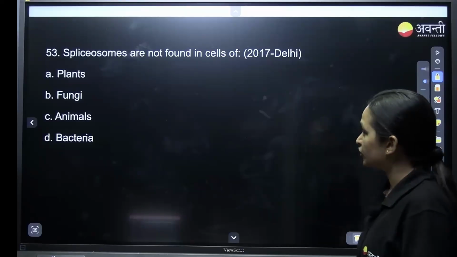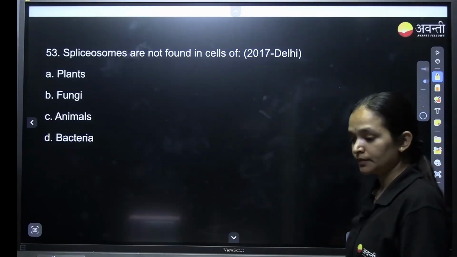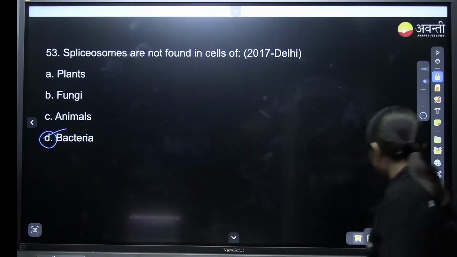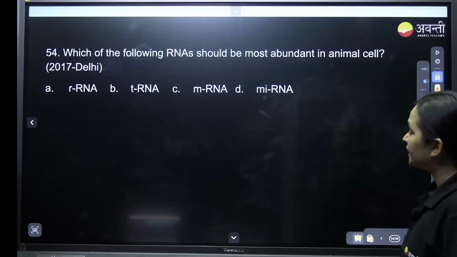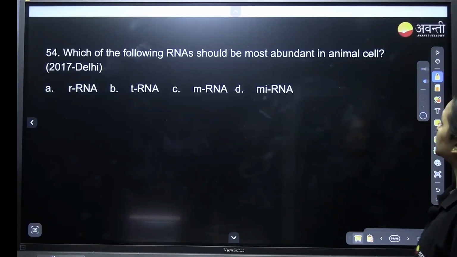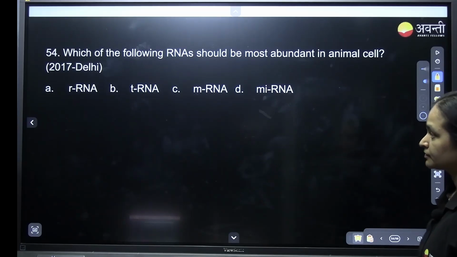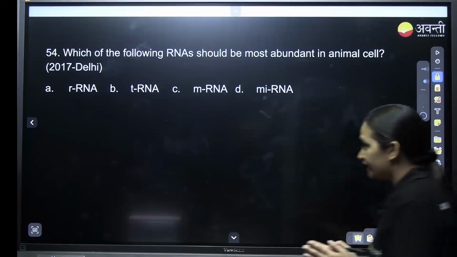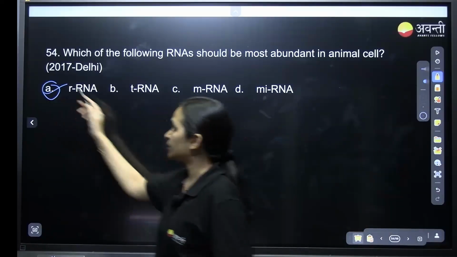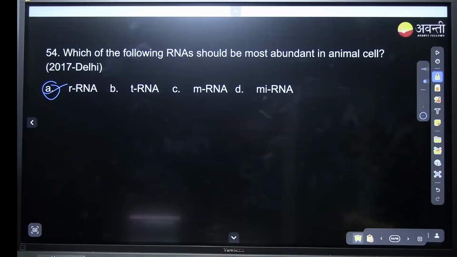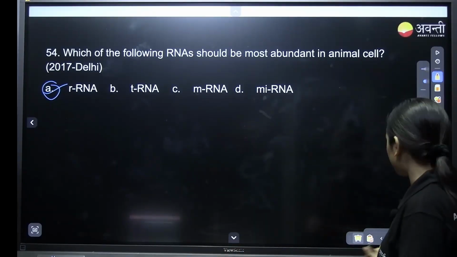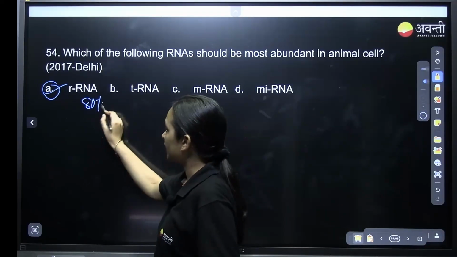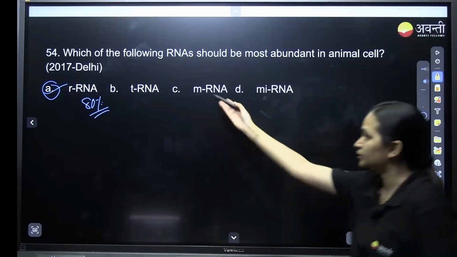Spliceosomes are not found in the cells of prokaryote. Bacteria. D for Delhi is the correct answer, bacteria. Which of the following RNAs should be most abundant in animal cell? The most abundant are rRNAs, which are ribosomal RNA. Ribosomes are more, which means most abundant. Around 80% of all RNAs are rRNAs. Understanding? Then comes tRNA, then comes mRNA.